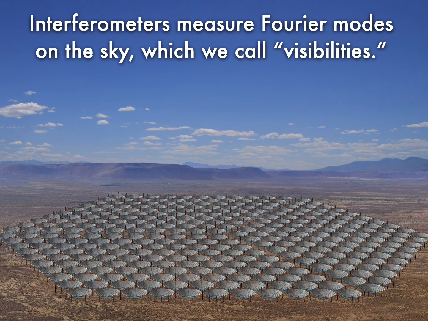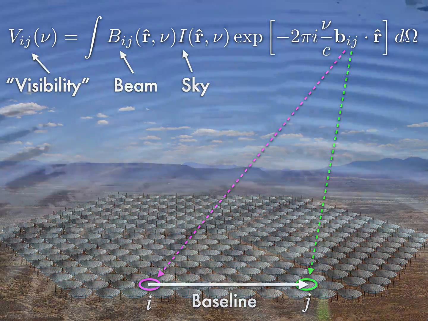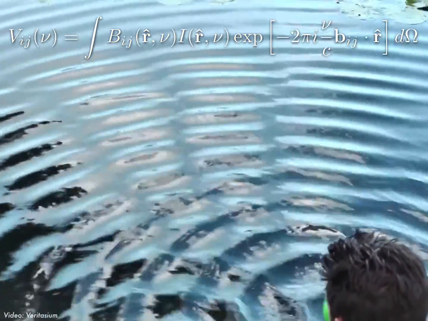So interferometers measure Fourier modes on the sky, which we call visibilities. And a visibility is given by the integral of that beam, that 10 degrees on the sky, times a Fourier mode, which importantly is both baseline dependent, meaning the vector separation between the two antennas, and frequency dependent. And so what we're really measuring is something like an interference pattern on the sky. We're looking at something that kind of looks like this. And here the interference pattern is going out, but electromagnetism obeys time reversal symmetry, so you could also think about it as an interference pattern coming in.